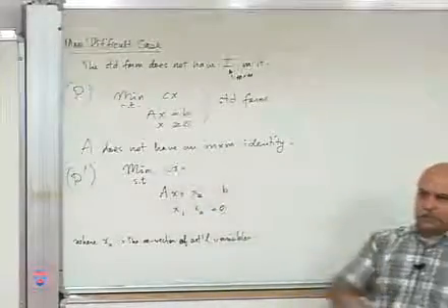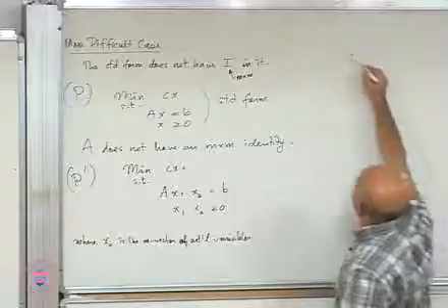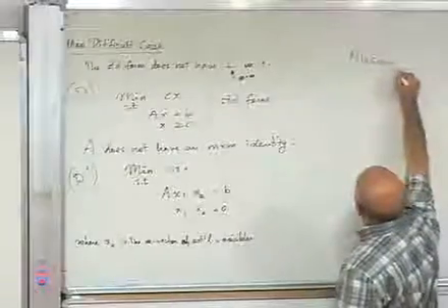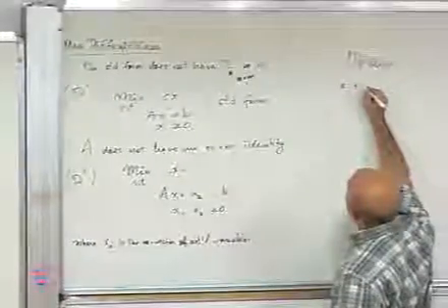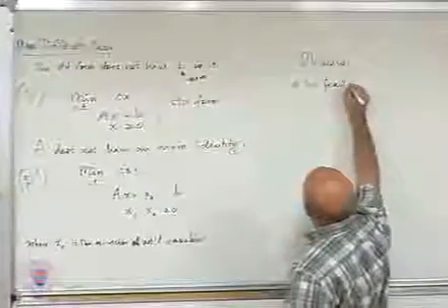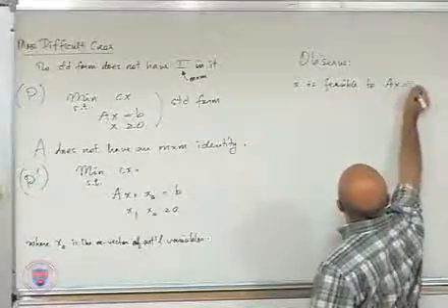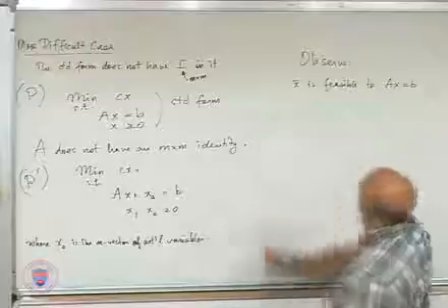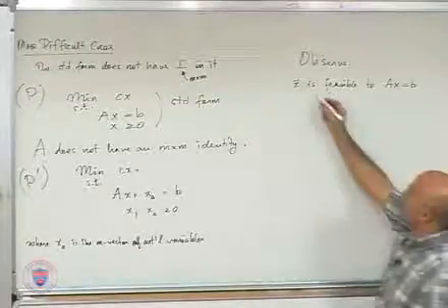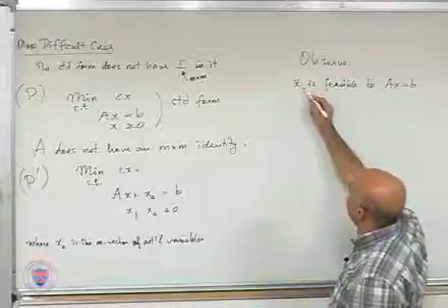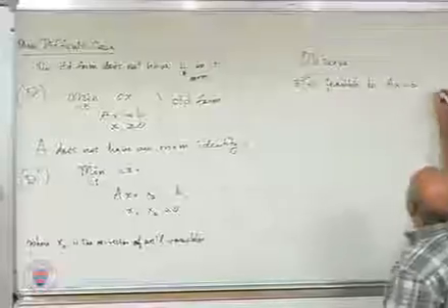Now, forget the objective function for a moment. I changed the problem. So what you need to observe is the following. X bar is feasible to AX equals B, in other words, satisfies this. And of course, I'm assuming non-negativity is satisfied.